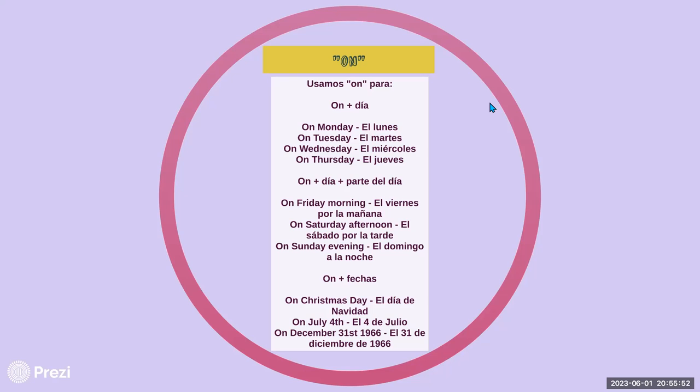On más fechas. On Christmas Day, el día de Navidad. On July Fourth, no sé cómo se dice eso, teacher. El 4 de julio. July 4th. On December 31. Y las fechas, no sé pronunciar las fechas. On December 31st. 1966. El 31 de diciembre de 1966. Yes.